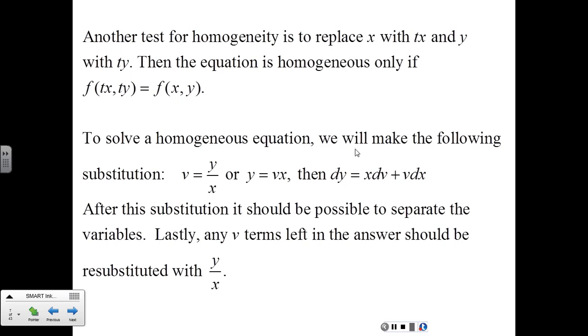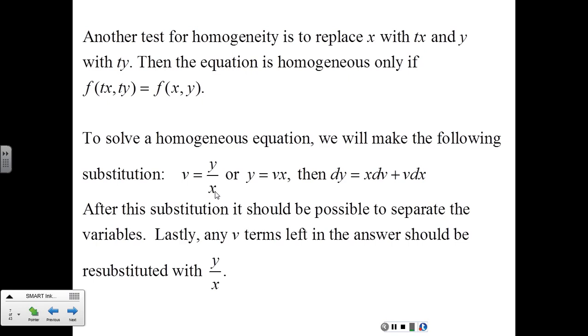Here's the method that we're going to use to solve these. We're going to make this substitution right here. V is a new variable we're going to come up with. V is equal to y over x. That's one thing you want to make sure you put in your note. V equals y over x. But to make this transition more smooth, if you were to cross multiply right here, v times x is equal to y. Everywhere in my problem that I have a y, I'm going to substitute in vx.